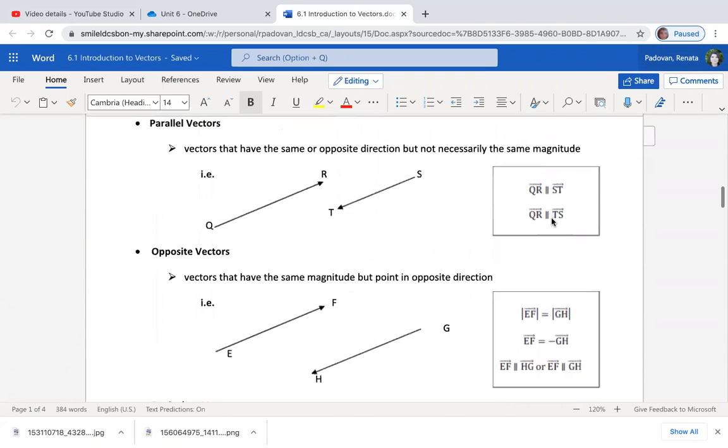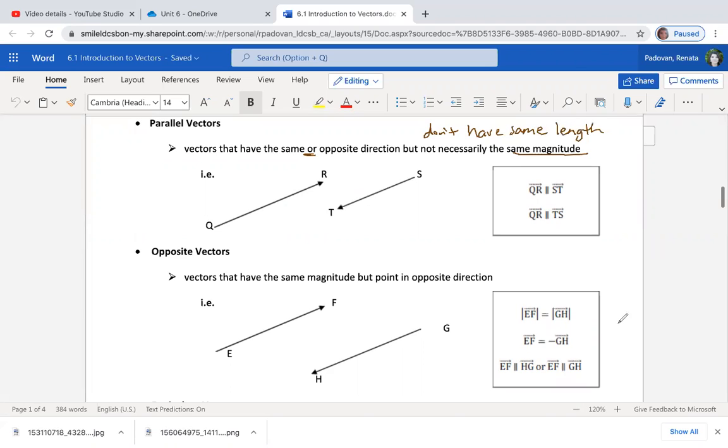If I have parallel vectors, what does that mean? So parallel vectors are vectors that have the same or opposite direction. So or here is important. They can go in the opposite direction, but not necessarily the same magnitude. So they don't have to have the same length. I'm just going to say they don't have the same length. They can. I just didn't want to write don't have to have. So they don't have the same length.